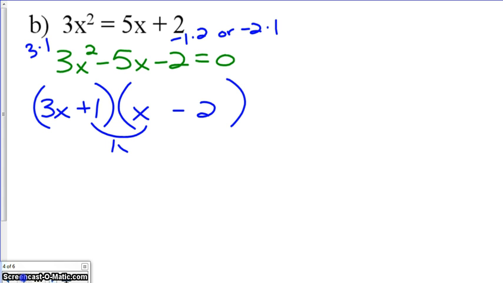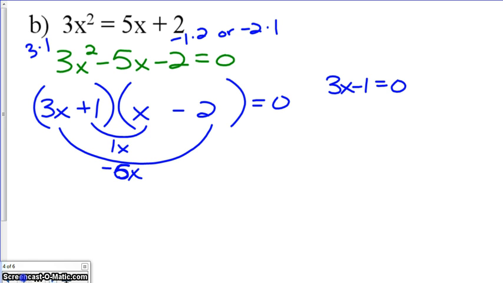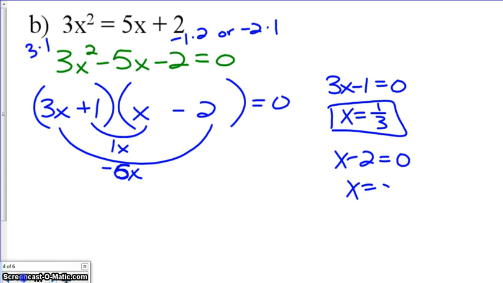Check. 1x, -5x, or I'm sorry, -6x, which would add up to equal -5x. So that's what we want. Set both of these equal to 0, and then solve for x. And then x minus 2 equals 0. If we check those, do a quick check mentally, they both work as solutions.